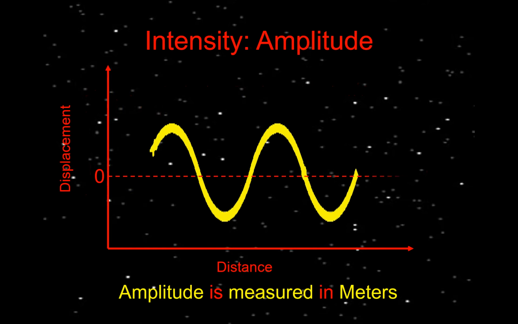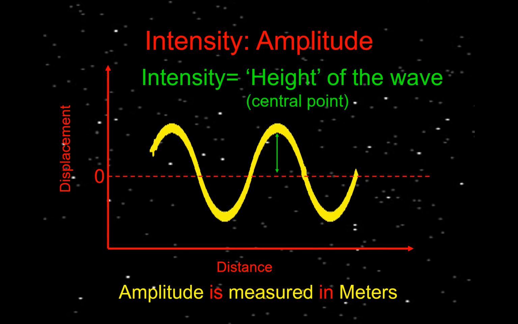So in terms of the amplitude, we would say how high is this wave? Amplitude is measured in meters. And if we had another wave that was even higher, that would have a higher amplitude and a higher intensity. So the height of this wave, if we were to study it, would be the intensity of the radiation.